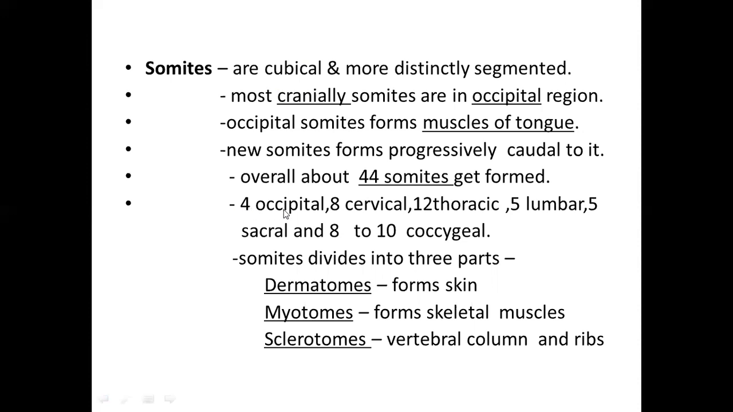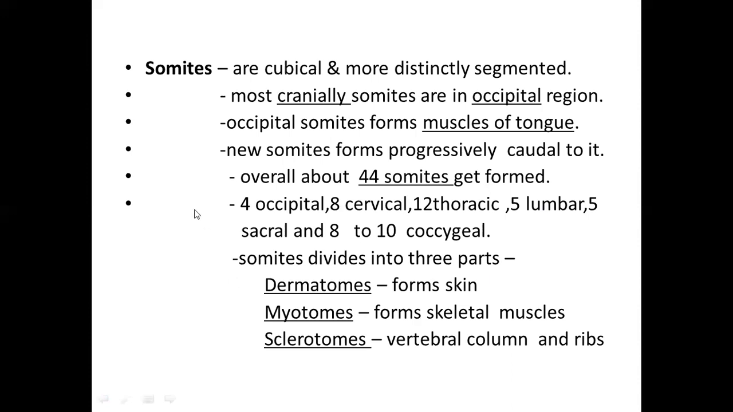4 occipital, 8 cervical, 12 thoracic, 5 lumbar, 5 sacral, and 8 to 10 coccygeal. So this number comes to approximately 44 somites. And these somites have an age of the embryo, post 8 weeks, 12 weeks, then 16 weeks, by that time so much somites get formed. So this is also useful to count the age of that particular embryo.